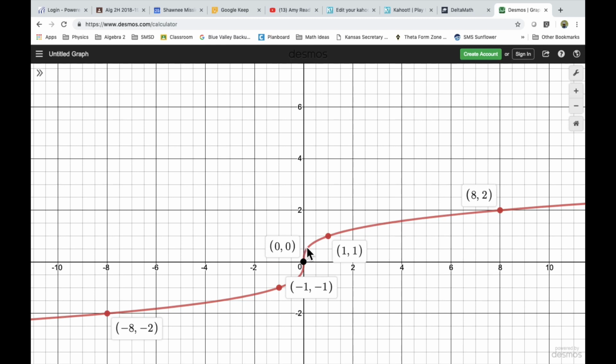And this time, whereas before, like on the parabola, we went up 1, right 3, we're always going to go up 1, right 1 for the parent function, and the next one, down 1, left 1. So let's go back and look at our paper.